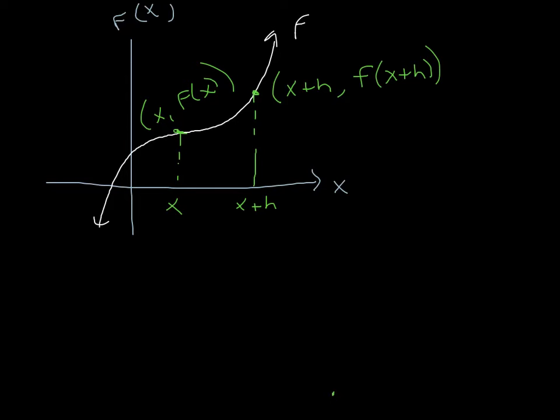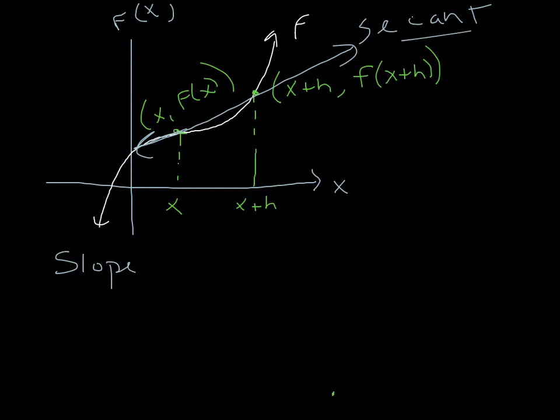So what if I were to look at the line that's now going through those points? This line is what we call a secant. Okay. A secant line is one that's going to intersect the function at 2 points. And let's say I wanted to know the slope of the secant. How would we figure that out?